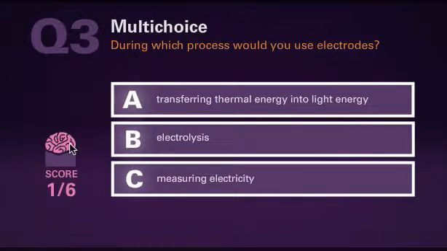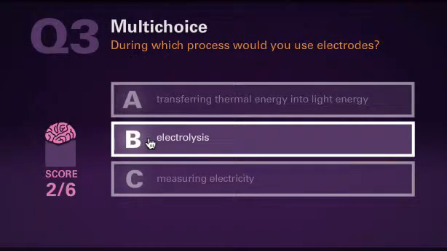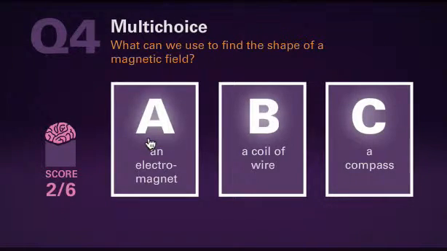Question 3. During which process would you use electrodes? A. Transferring thermal energy into light energy. B. Electrolysis. C. Measuring electricity. Question 4. What can we use to find the shape of a magnetic field? A. An electromagnet. B. A coil of wire. C. A compass.